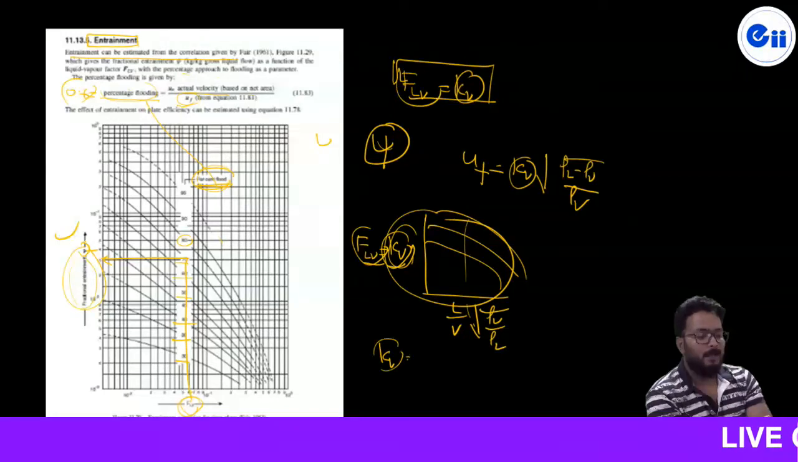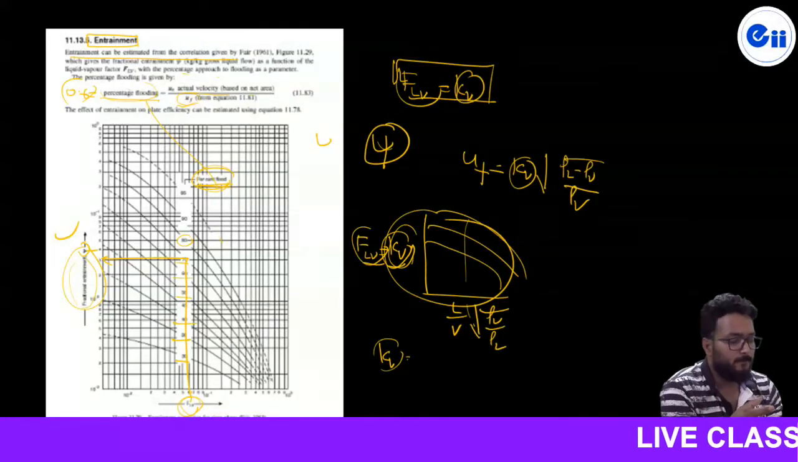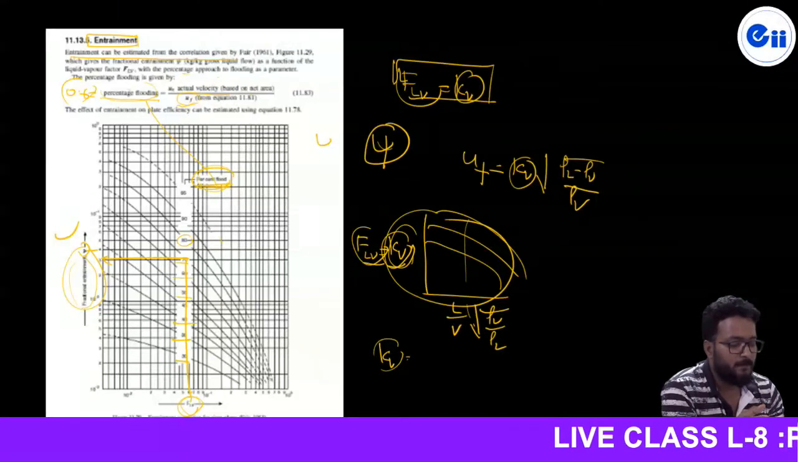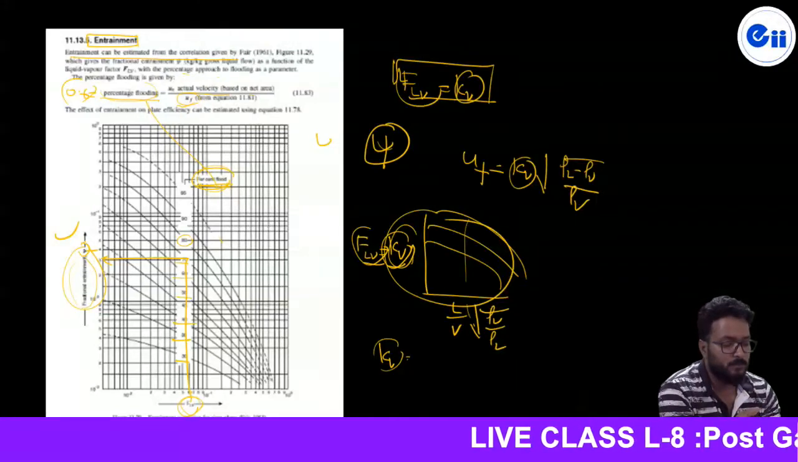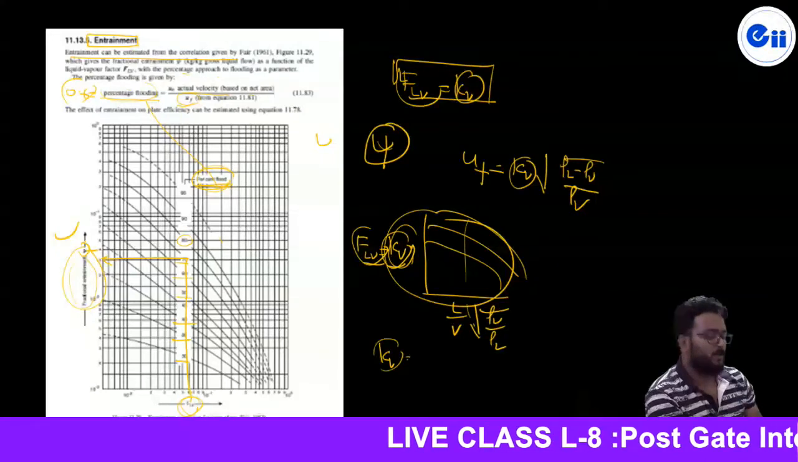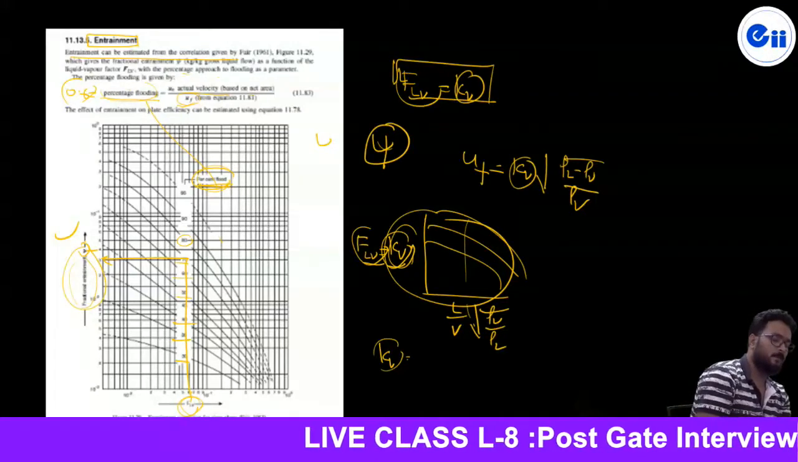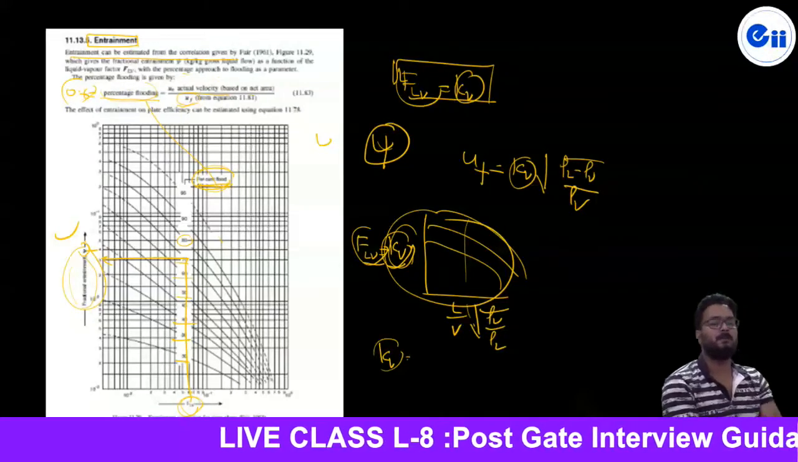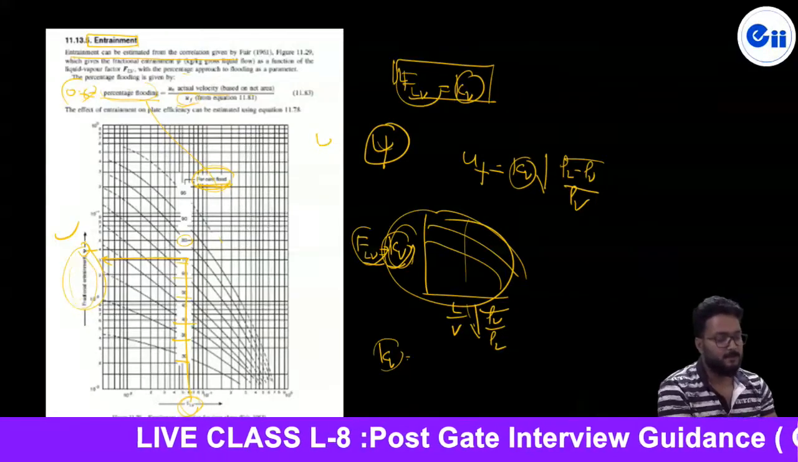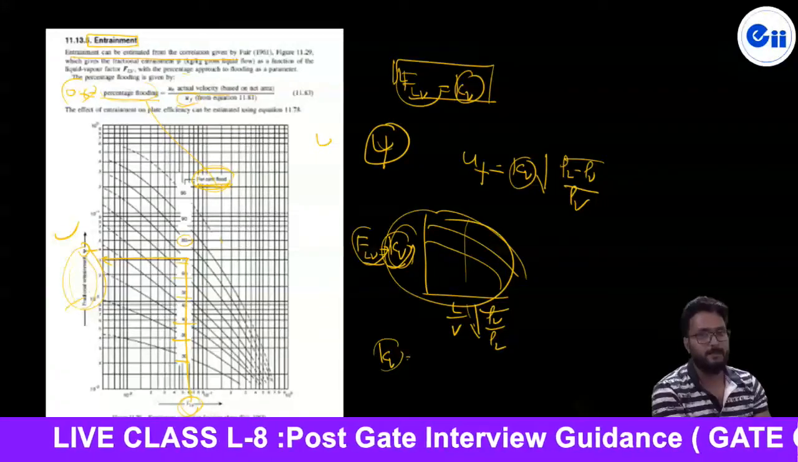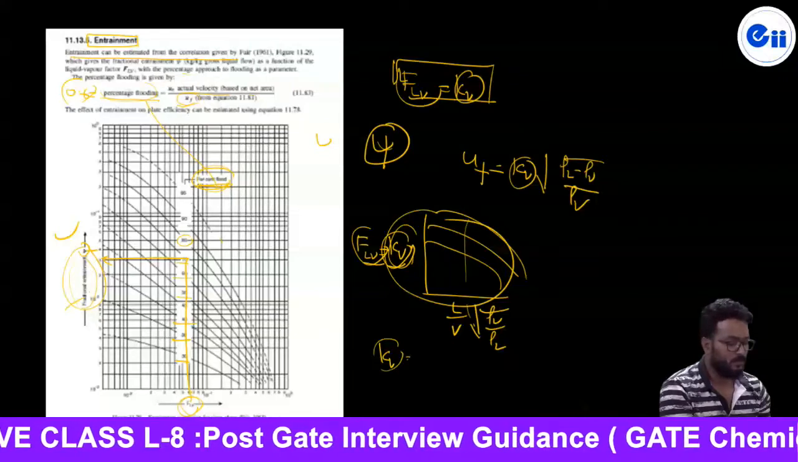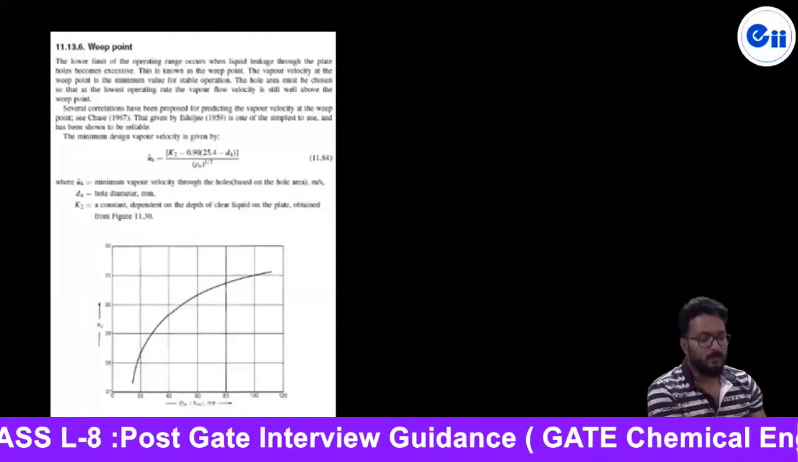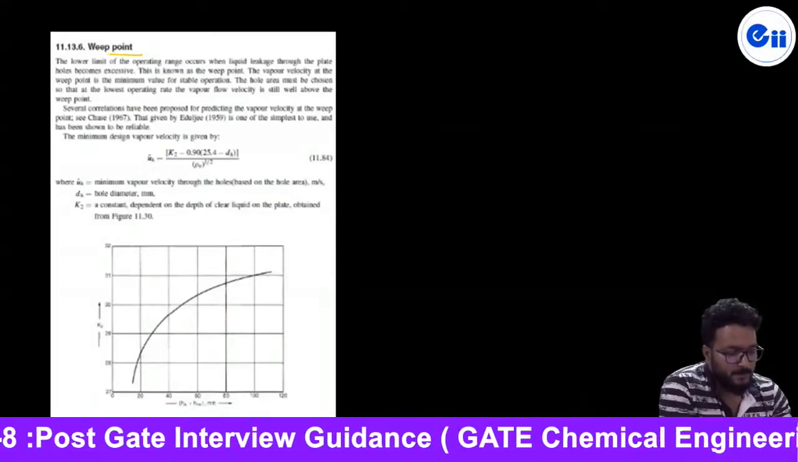And the effect of entrainment on the plate efficiency can be found out by equation 11.78. Actually, by knowing the value of fractional entrainment, we are able to calculate the efficiency, and that's why this parameter is important to find the entrainment. Are you getting? And then the very important thing is called the weep point.